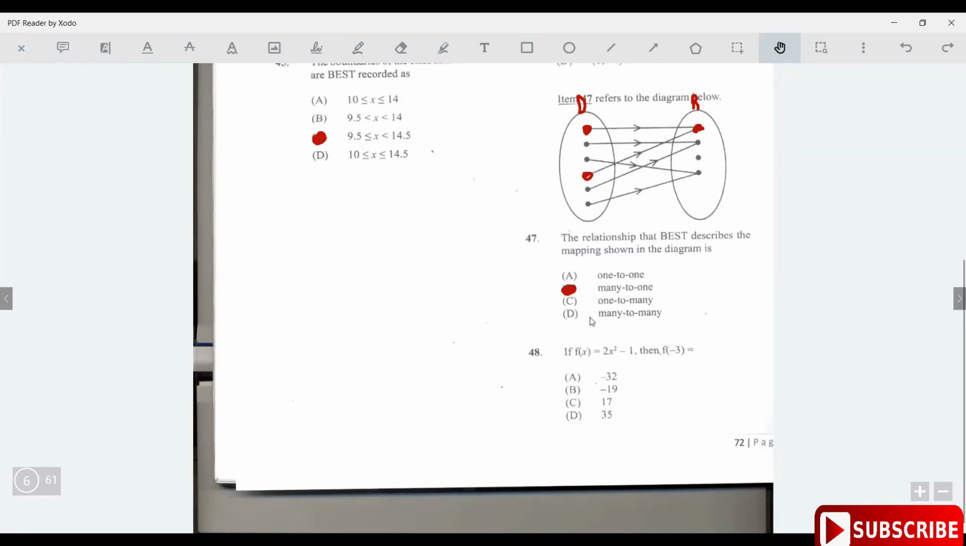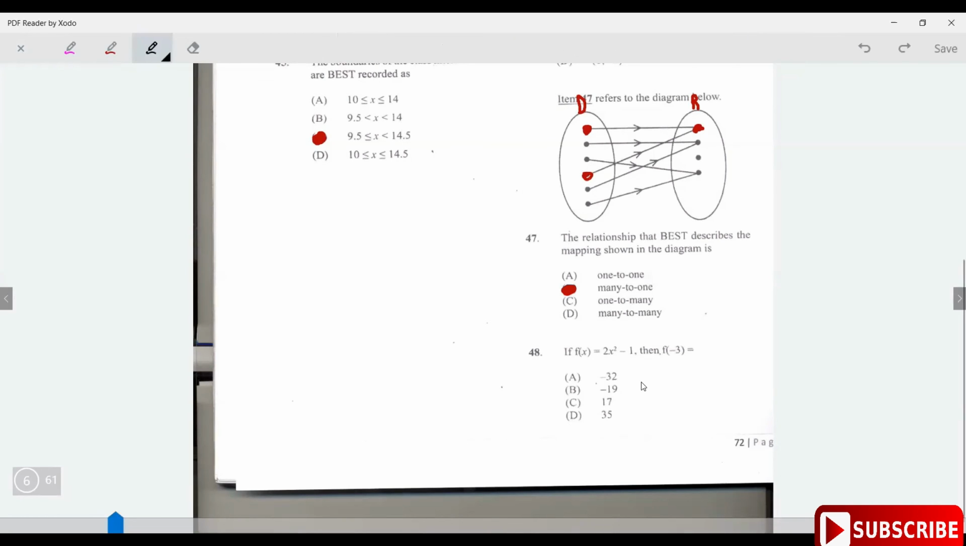Next one. It says, now, if f of x is 2x squared minus 1, what is f of minus 3? So replace x with minus 3. You're going to get 2 times minus 3 squared minus 1. Minus 3 squared is 9. 9 times 2 is 18. 18 minus 1 is 17. So that is option C. Nice and easy. Easy question.